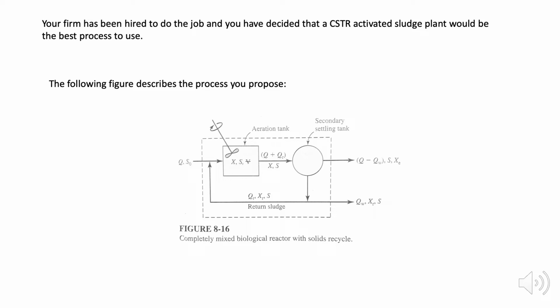We have a return sludge flow line, and then we have a waste activated sludge line also. You can see that we're wasting the mixed liquor, well, we're not wasting mixed liquor, we're actually wasting settled solids, X sub R, the solids that have thickened at the bottom of the clarifier.